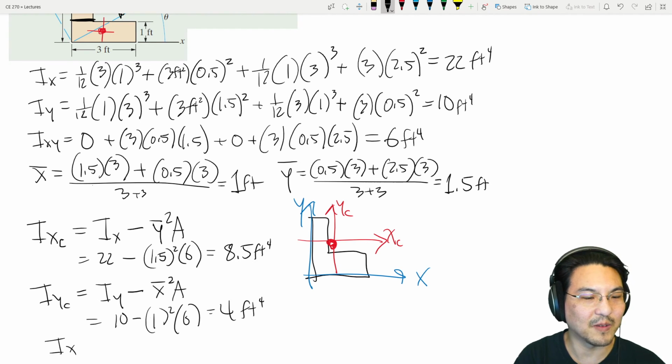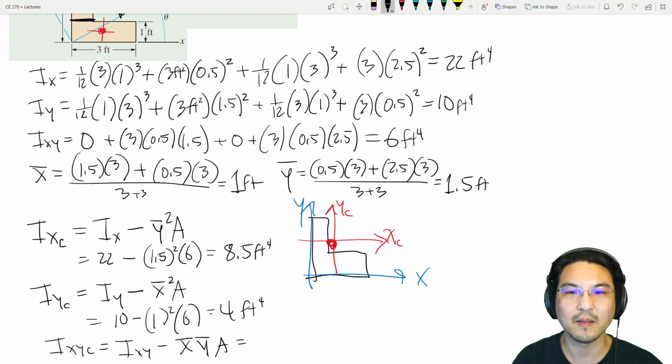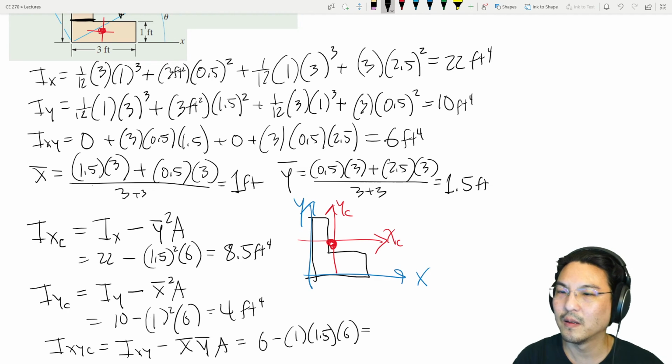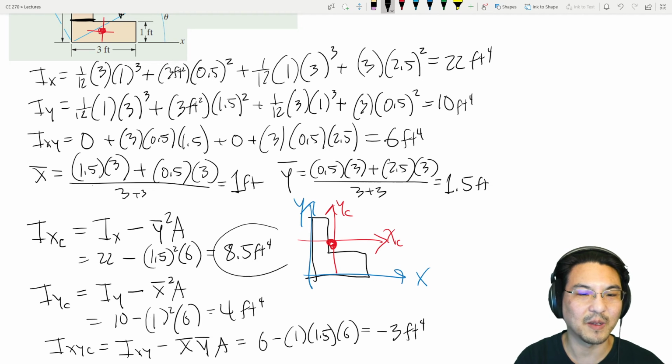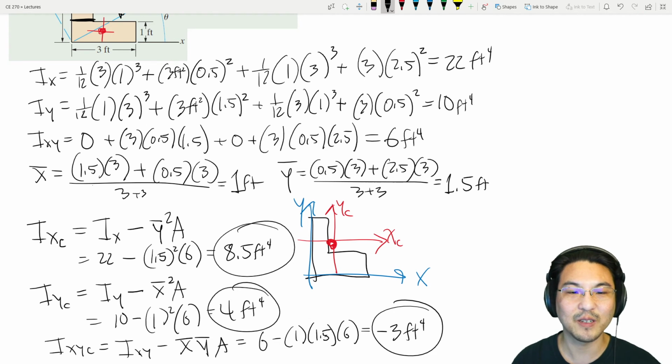And the product of inertia is less. How much less? This distance times this distance times the area. So this times the area. Okay, so 6 minus 1 times 1.5 times 6, negative 3. Okay, so we got Ix, Iy, Ixy about the centroid.